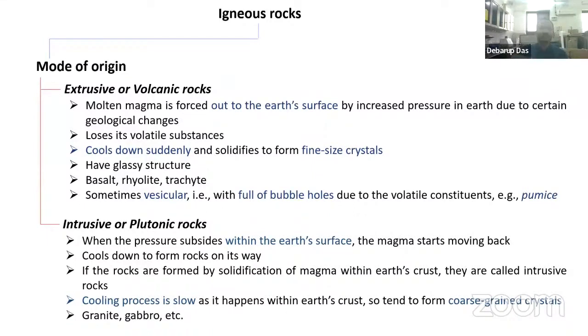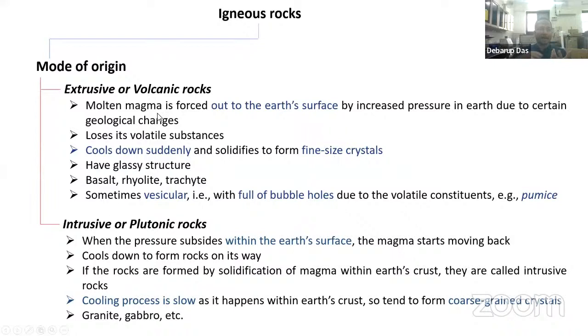If molten magma is forced out of the Earth's surface and it comes in direct contact with the atmosphere, then it will cool down suddenly. It will take much less time to cool down because above the Earth's surface, the temperature is much less. If the molten magma just comes out, it will cool down suddenly. As it is cooling down suddenly, it will not find the time to form large size crystals. So it will solidify to form very fine size crystals.